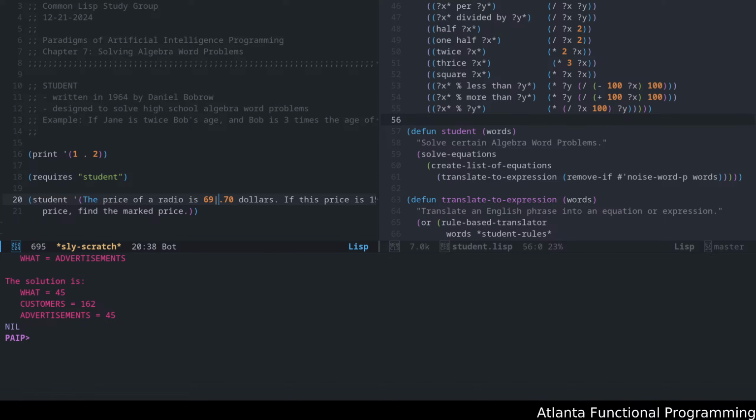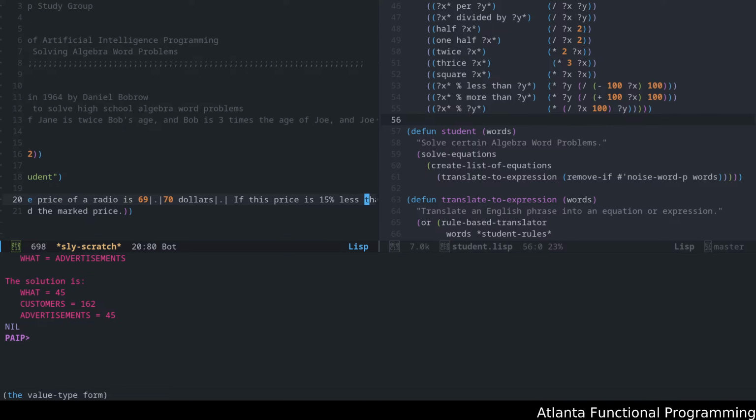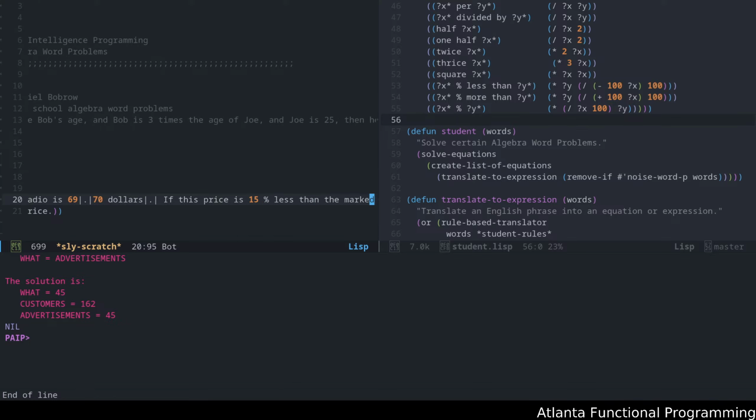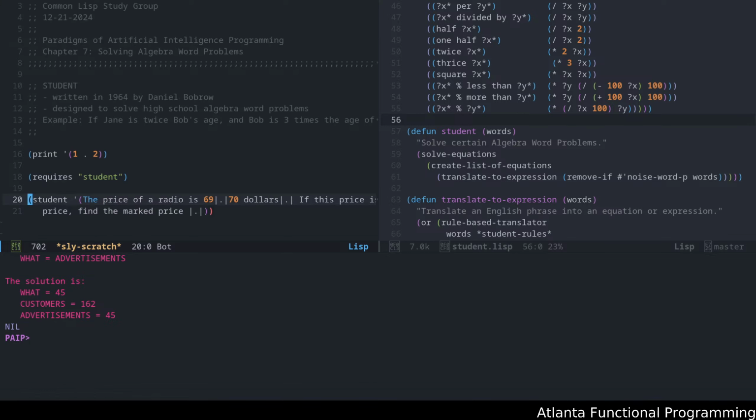The way we do that in Student's interface is we have to wrap these in the pipe symbol, because in Common Lisp the pipe symbol has meaning as a user-defined symbol. Let's add a space here because of the percent, otherwise it wouldn't recognize that as a percent. Percent less than the marked price, and find the marked price. Let's see what this does.